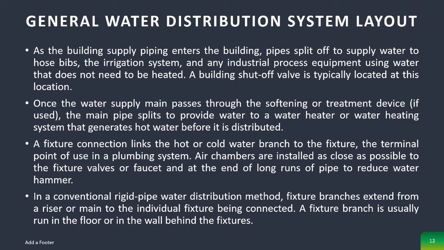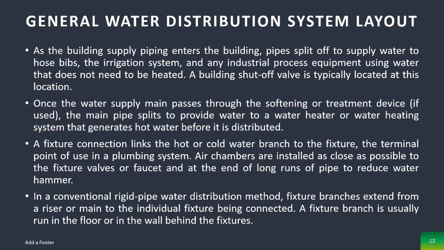As the building supply piping enters the building, pipes are split off to supply water to the hose bibs, the irrigation system, and any industrial process equipment using water that does not need to be heated. A building shut-off valve is typically located at this location.